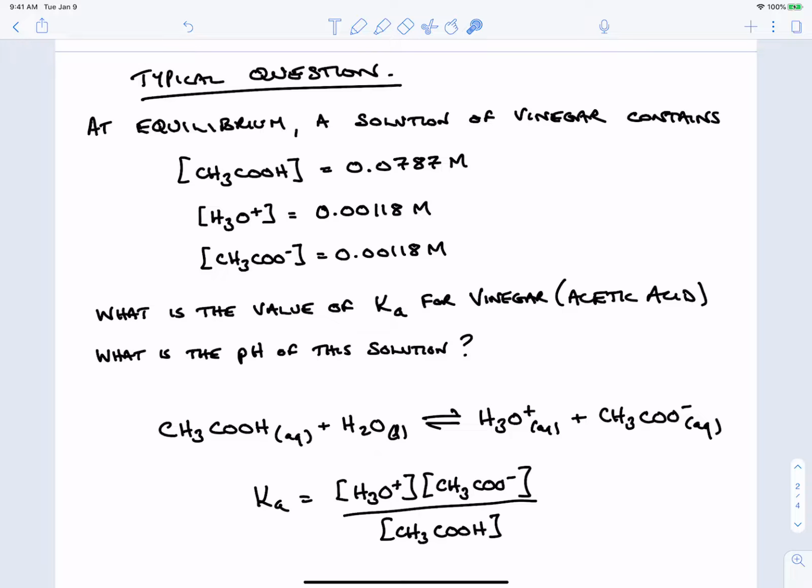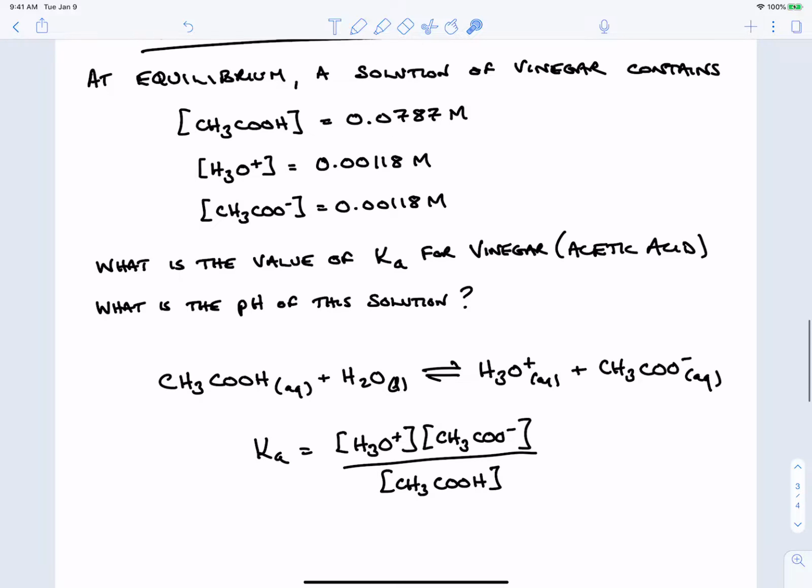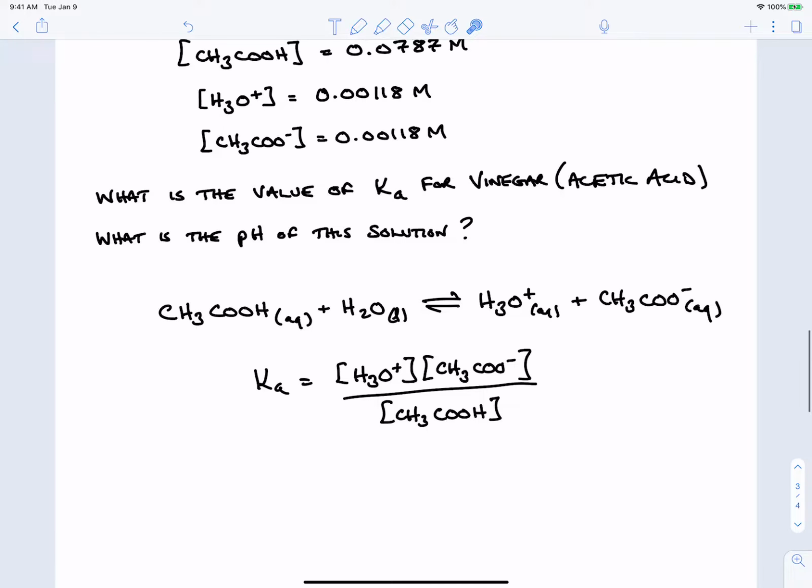And so the next step would be to say, well, what's the equation for Ka? Well, Ka is the concentration of the products divided by acetic acid, the reactant. Water, H2O, which is a liquid, does not appear in this expression because it has an activity of 1, just like in all of the equilibrium calculations that we did before.